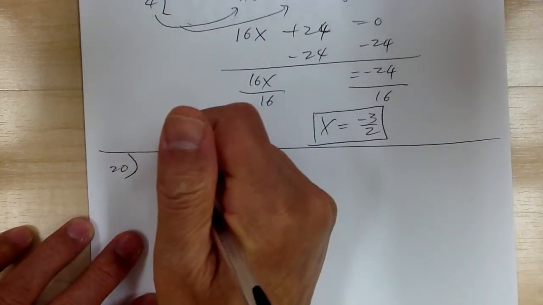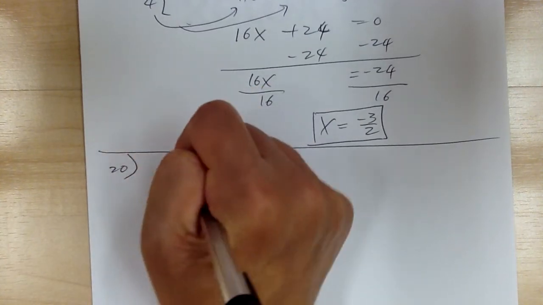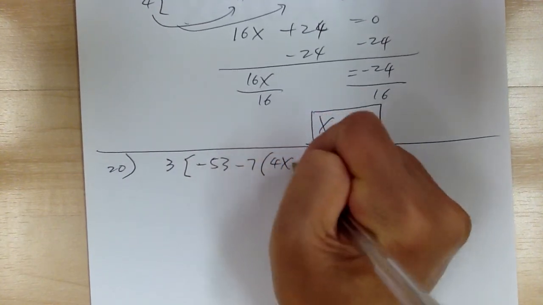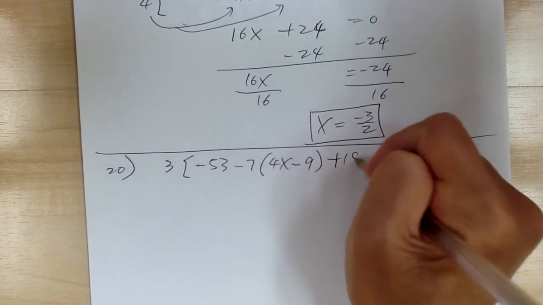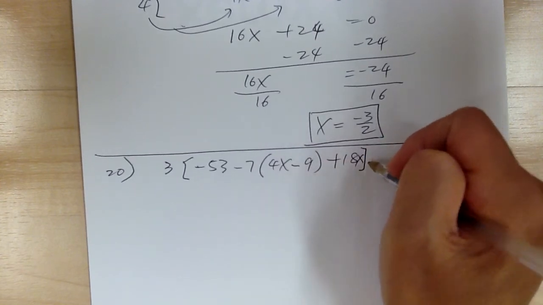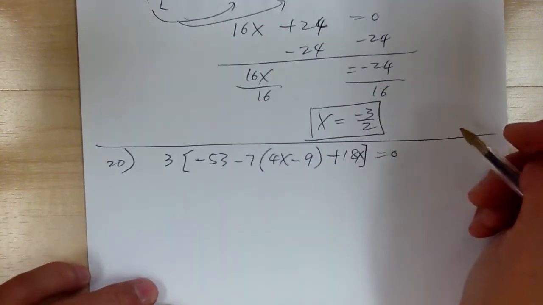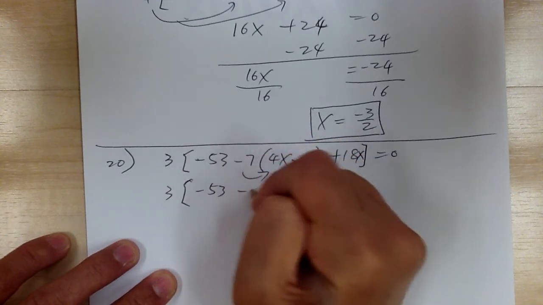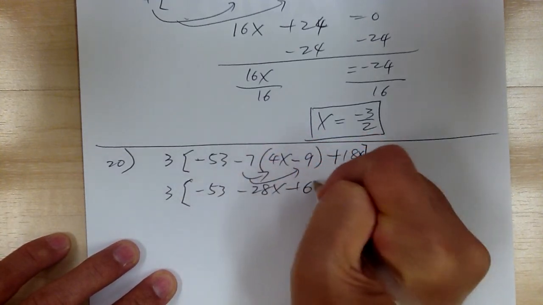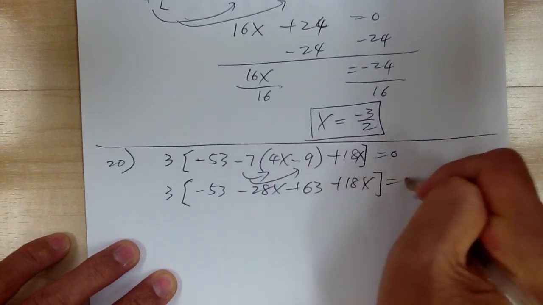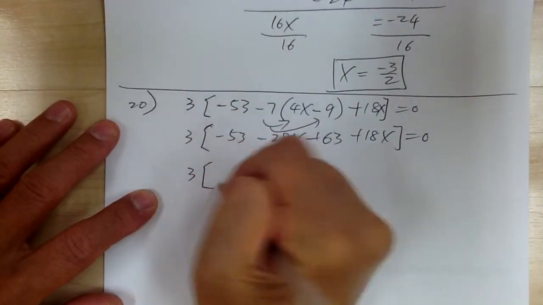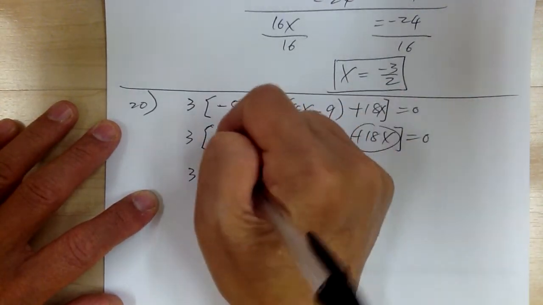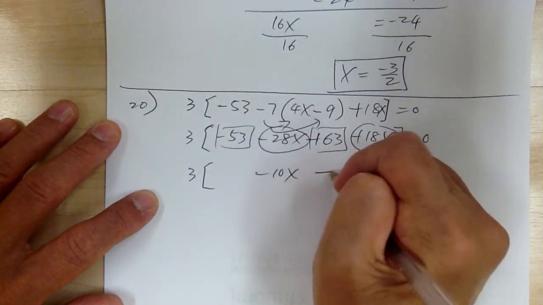Okay, let's go to number 20. You have 3 times bracket minus 53 minus 7 times 4x minus 9 parentheses plus 18x bracket equal to 0. Again, let's undo the parentheses. So multiply, you get minus 28x, multiply plus 63 plus 18x equal to 0. So combine the like terms. It would be negative 10x, and this one would be plus 10.